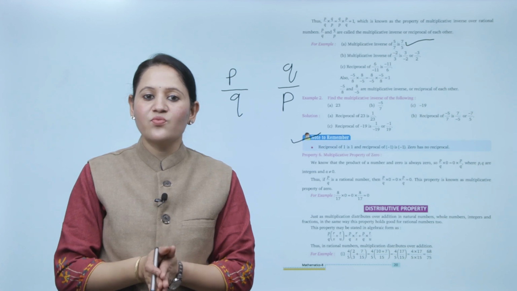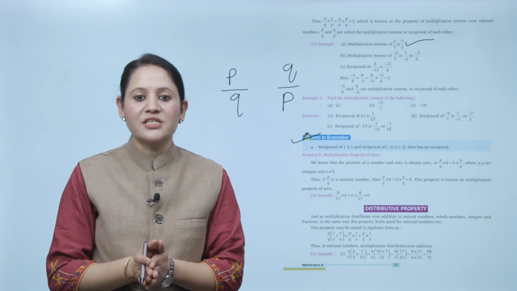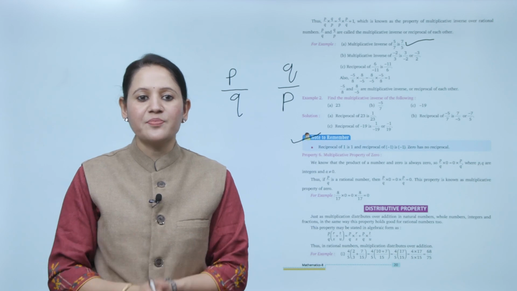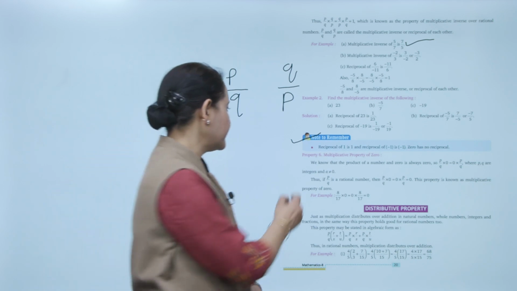Reciprocal of 1 is 1. The reciprocal of minus 1 is minus 1. 0 has no reciprocal. Property 6. Multiplicative property of 0.